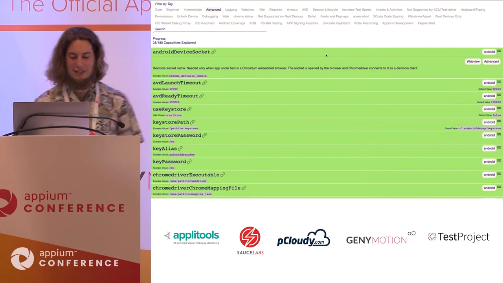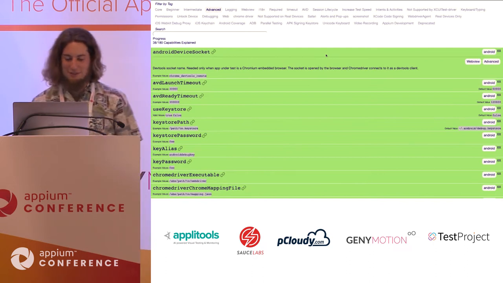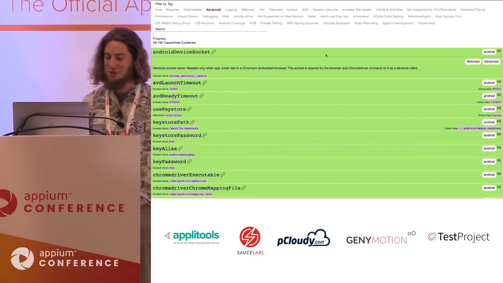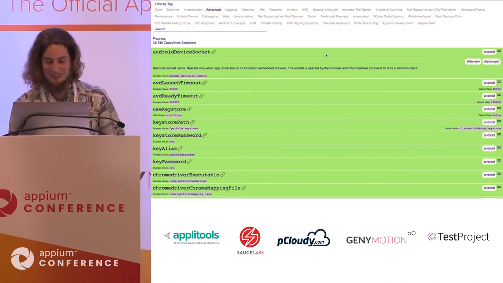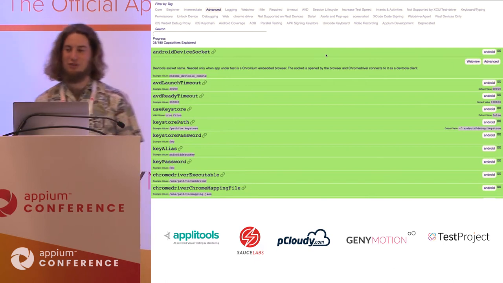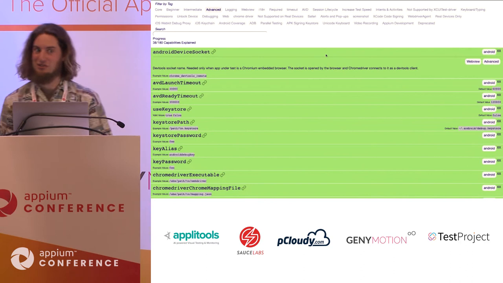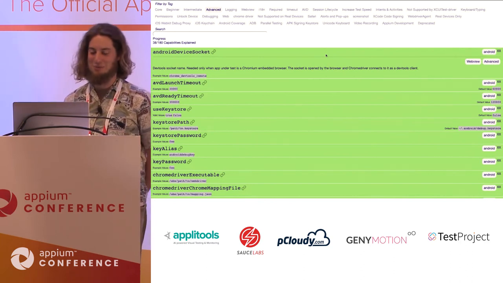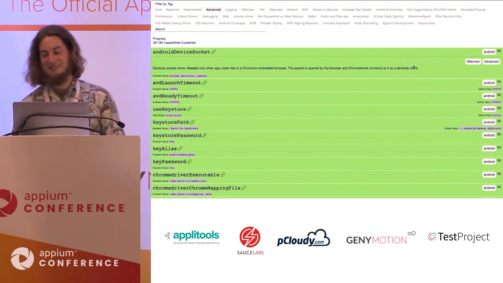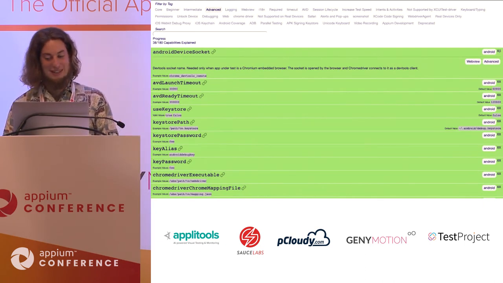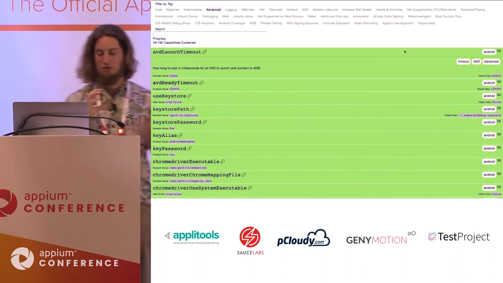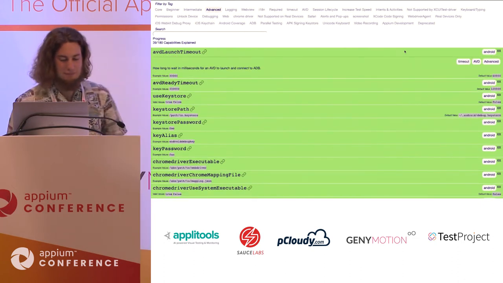Android device socket. DevTools socket name: needed only when the app under test is a Chromium embedded browser. The socket is opened by the browser and Chromedriver connects to it. So this is only if your app is a browser, but not Chrome, and you're trying to connect to it, you can pick the socket. That's why it's in advanced, because I'm sure it's getting pretty deep in there, where you have a very specific kind of app and you're trying to figure out why you can't connect.